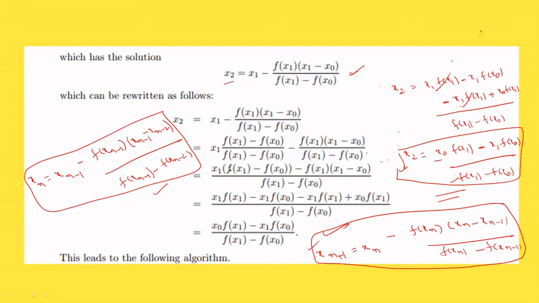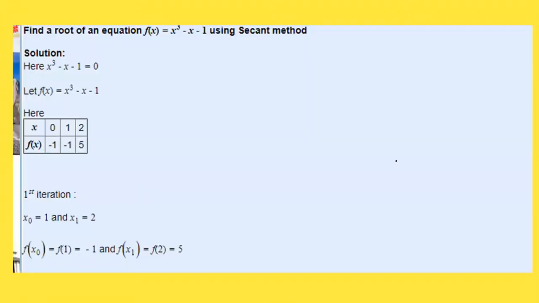Next, find the next approximation. So on, continue the procedure till you get the desired accuracy. Okay, so I am doing one example for you. Find the root of the equation f of x is equal to x cube minus x minus 1.